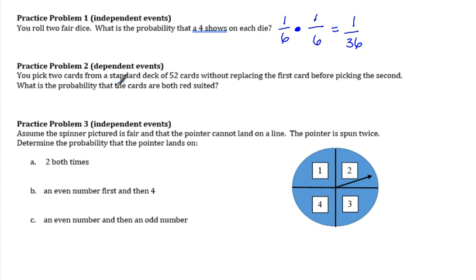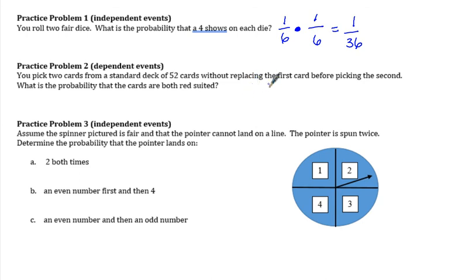Let's look at practice problem 2. So these are dependent events. The first one was independent. The rolling of a 4 on the first die had nothing to do with the roll on the second die. But now we're looking at something where the events do have an impact on each other. You pick 2 cards from a standard deck of 52 without replacing the first. Since you didn't replace the card, you're going to have an impact on your second card draw.